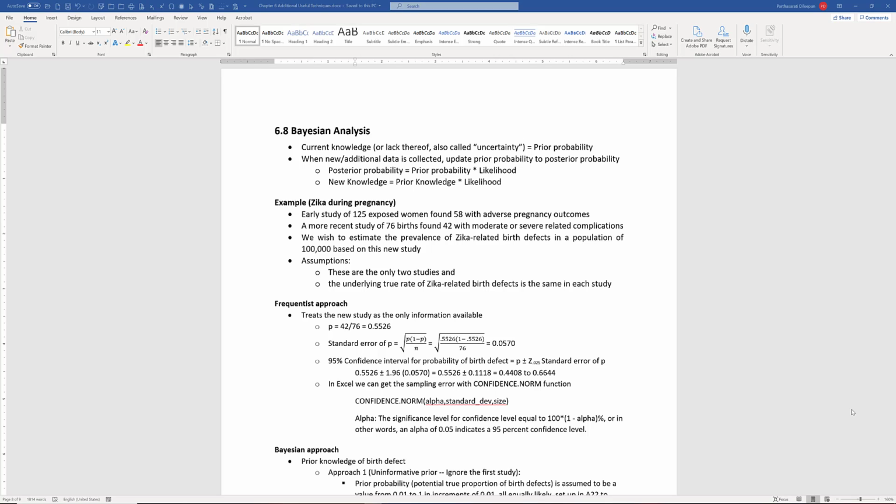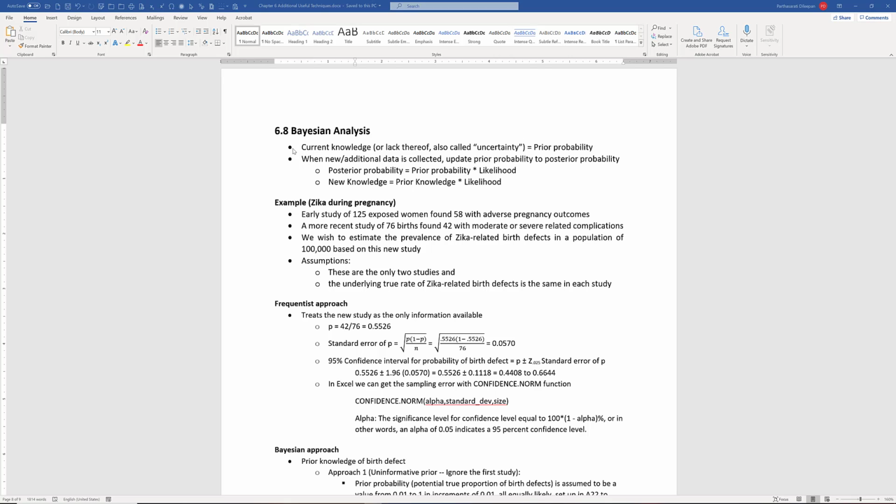The last example in this chapter is Bayesian analysis. We're going to look at an example case of Zika virus causing birth defects. But first, a brief introduction. We did Bayesian analysis in the introduction to probability way back at the beginning of the semester.